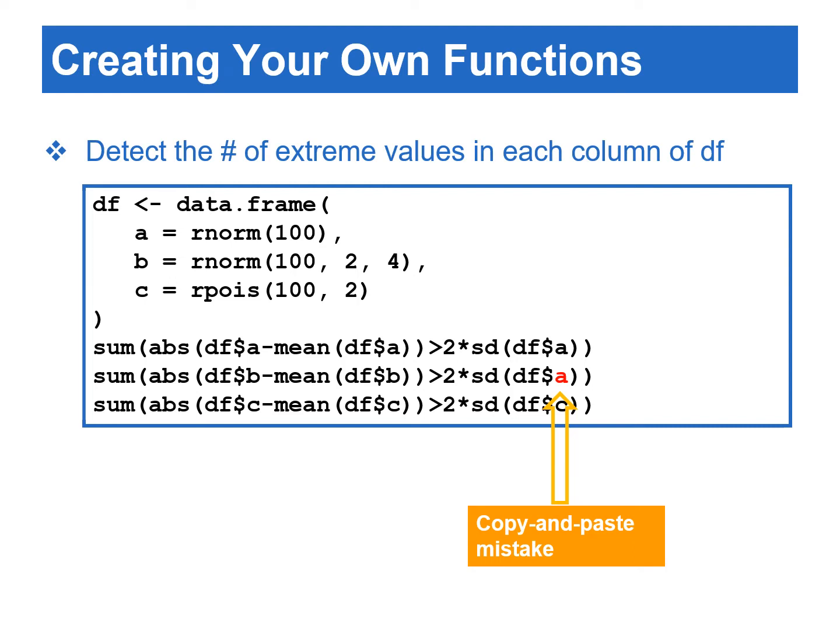Our initial approach is to copy and paste the command, and then change the name of the variable. Notice in the second command, that one of the variable names needs to be b, but it still has the value a. This type of error is common, if we are doing copy and paste. Writing a function will eliminate this type of error.